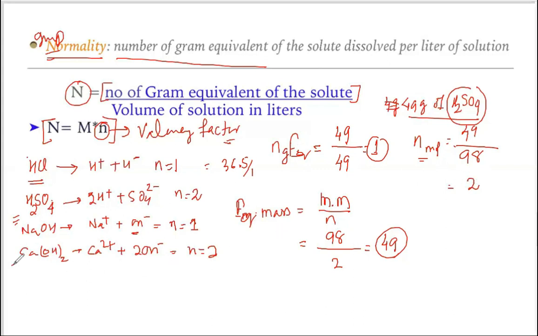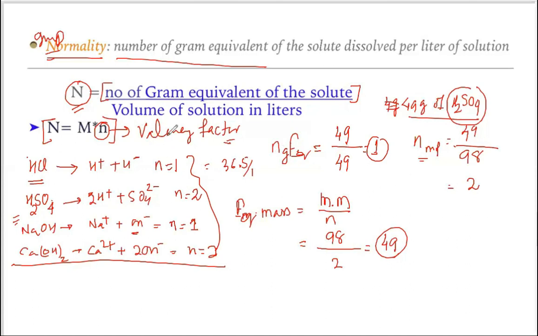So the whole concept is, whenever we are relating number of equivalents and number of moles, the only difference is the valency factor, and we have to remember these factors. For acid it is the number of H plus ions, for base it is the number of OH minus ions. Depending upon that, the n factor is calculated. So now coming to our concept, normality, number of gram equivalent of the solute. I think this number of gram equivalent is clear.